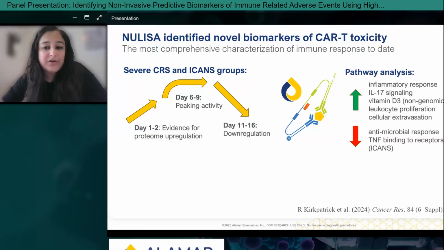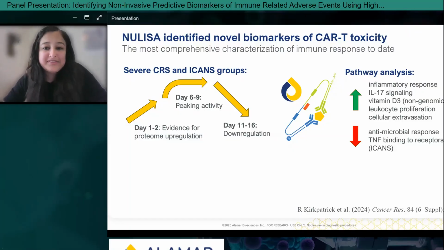On a pathway level, we also saw many shared pathways between the high CRS and the high ICANS group. We see upregulation of inflammatory pathways, IL-17A, as well as vitamin D3 pathways that have been linked to CAR-T efficacy previously, but are now being implicated in CAR-T toxicity. Interestingly, we also saw some differences, particularly in the downregulation of TNF pathways that was exclusively seen in the ICANS group. This is in stark contrast to the upregulation of the TNF pathway that's seen in CRS.